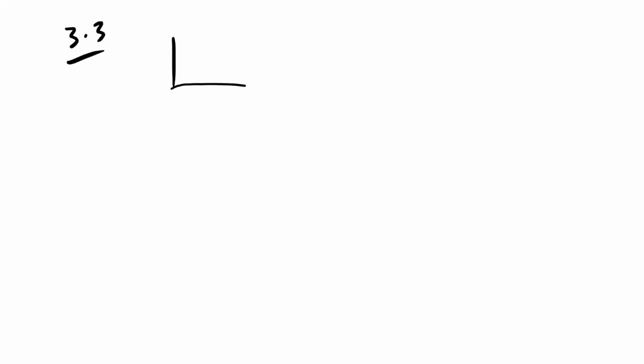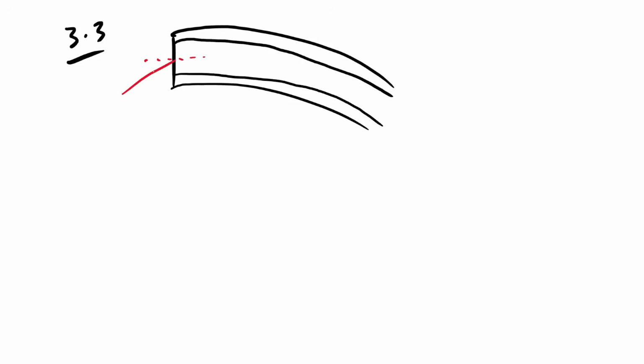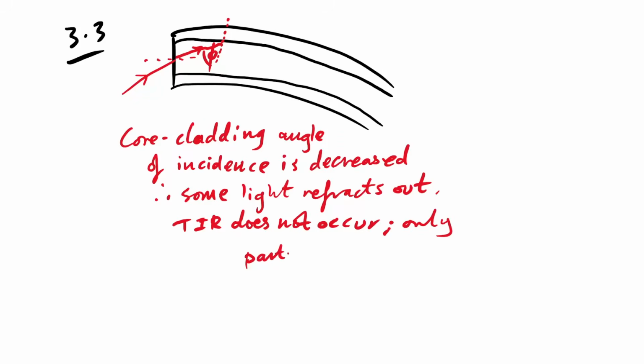3.3, now we have it bending. Ray goes in. We're being asked to draw what happens to the ray within the optical fiber. Well, of course, if it's bending, then the normal at the core cladding boundary is going to be turned like that. And so that means that this angle here, we called that phi, didn't we? So we can say core cladding angle of incidence is decreased, therefore some light refracts out. TIR does not occur, only partial reflection.